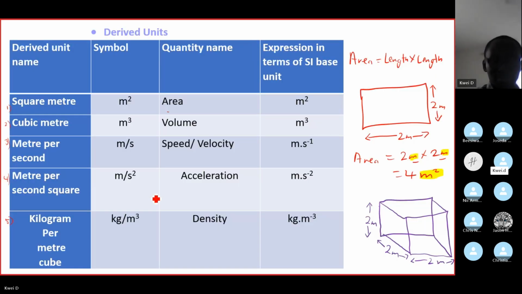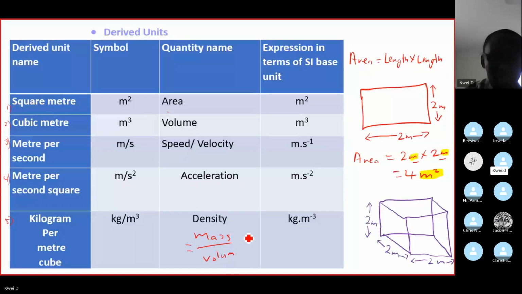Then we also have the kilogram per meter cube, which measures density. Density is the mass per unit volume of a substance. Unit means 1 meter cube. So when we say mass per unit volume, we mean the mass for every 1 meter cube of a substance you take. That is what we mean by density, mass per unit volume. And density is given as mass divided by volume.